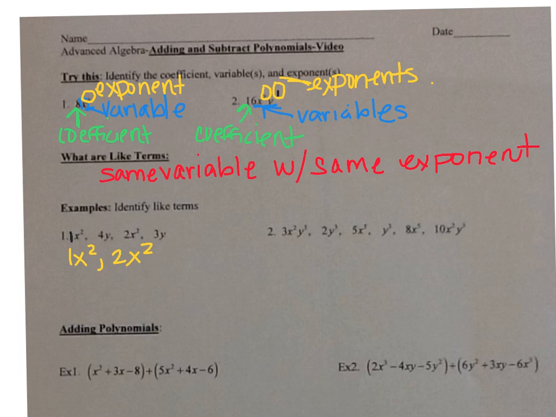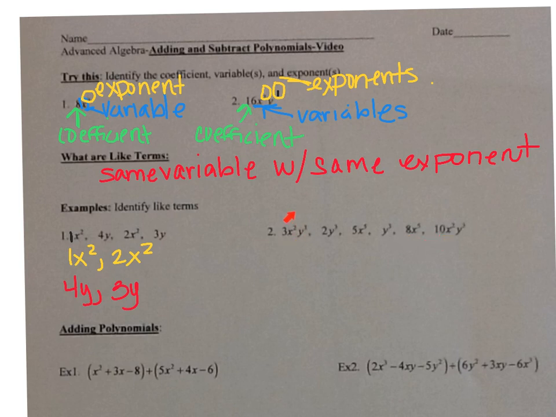Another pair of like terms would be the 4y. Remember, that's y to the first. And 3y to the first. They both have y to the first power as their variable. So let's write that down. 4y. Remember, that's 4y to the first. And 3y. Those are like terms. All right, let's take a look at number 2. So I have 3x squared y to the third, 2y to the third, 5x to the fifth, y to the third, 8x to the fifth, and 10x squared y to the third.